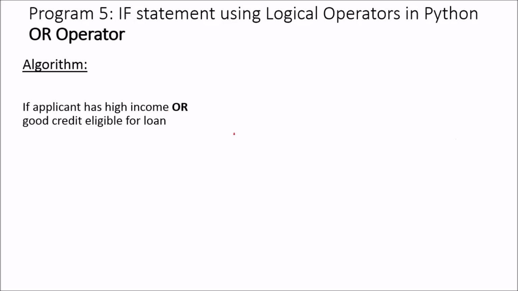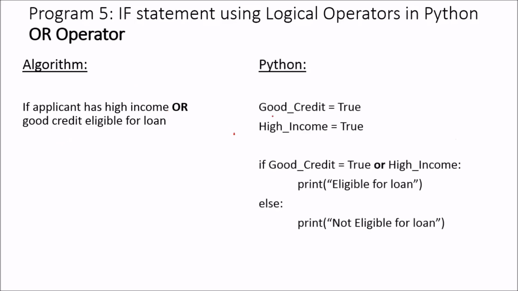So the good credit is true, this is true, both are true, or true, I will get the loan. But if it's false and the second one is true, I will get the loan. For me to not be eligible, both my conditions need to be false. It's almost the opposite of your AND operator.